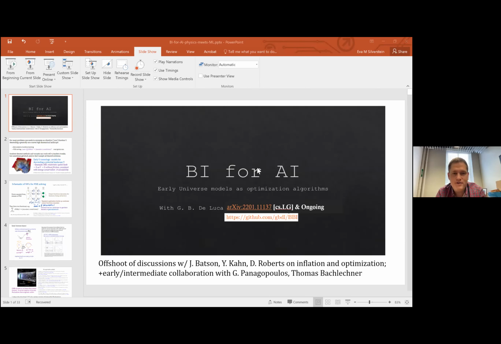It is a pleasure to have Eva Silverstein from Stanford here. She is going to tell us about early universe models as optimization algorithms.